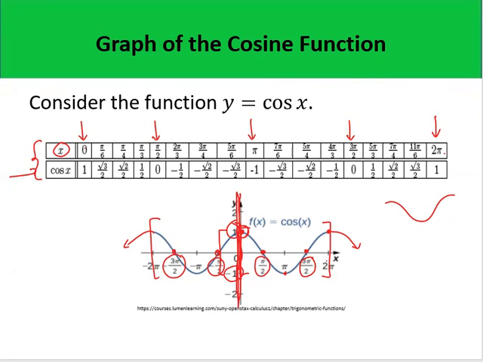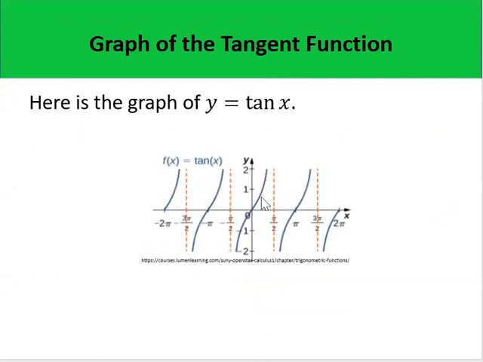Now, for the other four trigonometric functions, we will just show the graph here, but we will not obtain the table of values anymore. So here is the graph of y equals tangent of x. In this graph, each copy of the graph extends indefinitely upward and downward. So it actually repeats, so it's also periodic, just like the other two trigonometric functions.